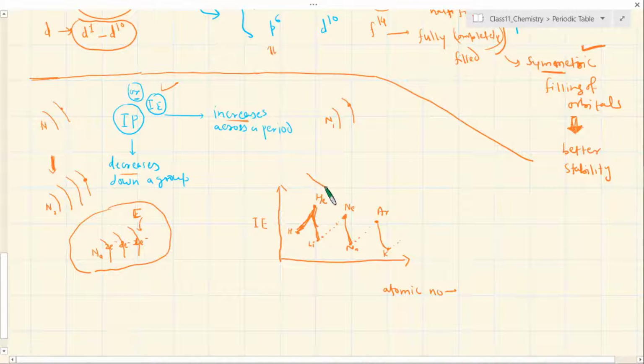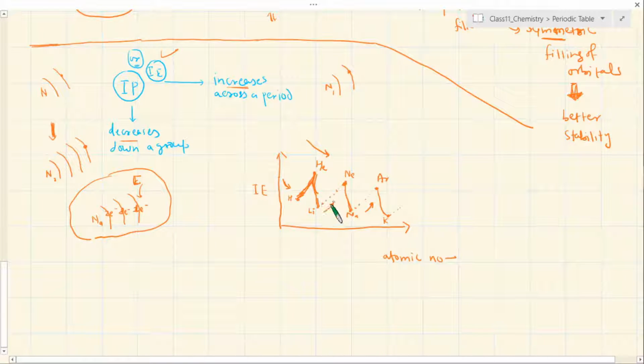If you consider moving this way for any group, you can clearly see the atomic ionization potential decreases. But if you move across a period this way, you can see clearly the ionization potential is increasing. This is a graphical representation here.